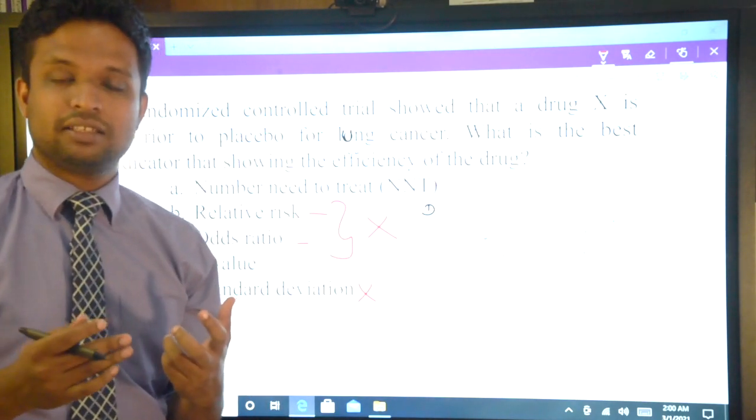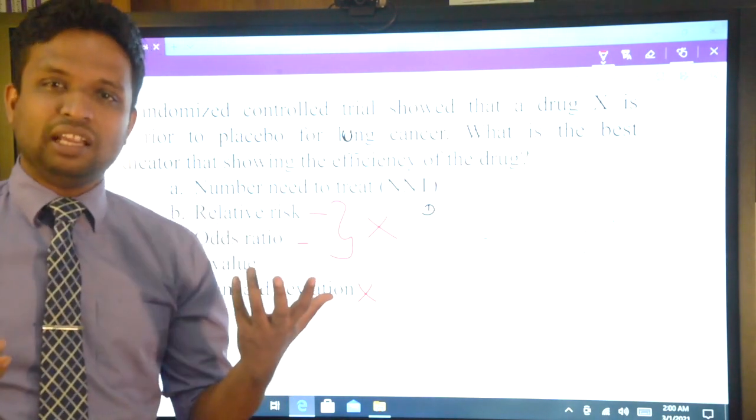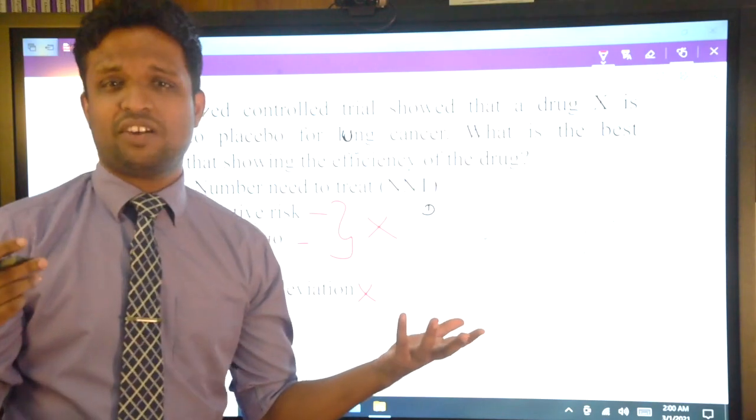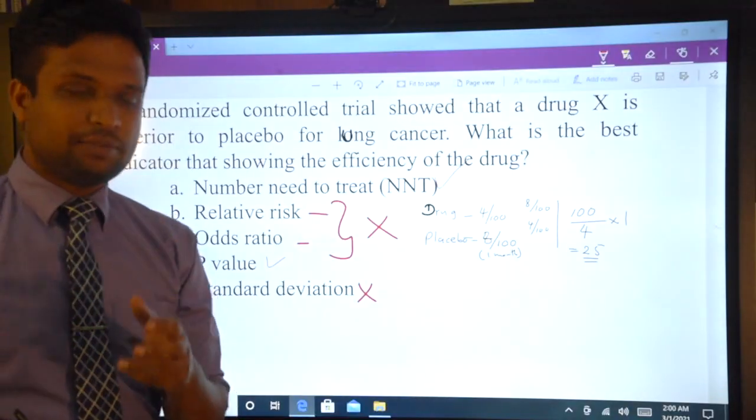In that case, that drug may not be effective when we are treating a disease like cancer, where we don't have many patients in the community. Okay, we will go to the next MCQ.